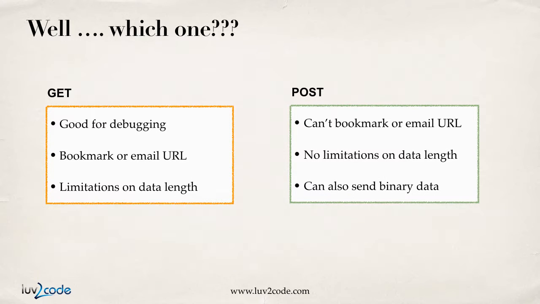Now, with the post method, you can't really bookmark or email the URL because the URL doesn't contain the data. Remember, the name value pairs are sent in the body of the request message. But a really nice thing about the post method is that there's no limitation on data length. So if you have a very large form with a lot of fields, you can send as much data as you want to. Also, the post method is very good for sending binary data. You're probably wondering, what type of binary data? Well, if you have an email program and you do a form attachment, you can attach a binary file to the form and then submit it. That's one use case for the post method.